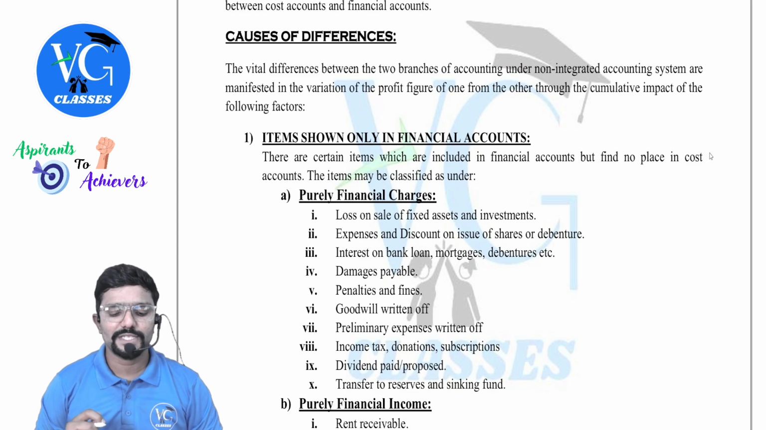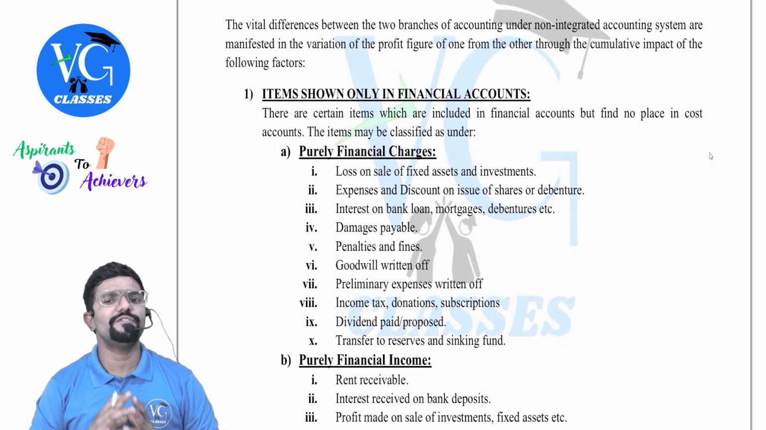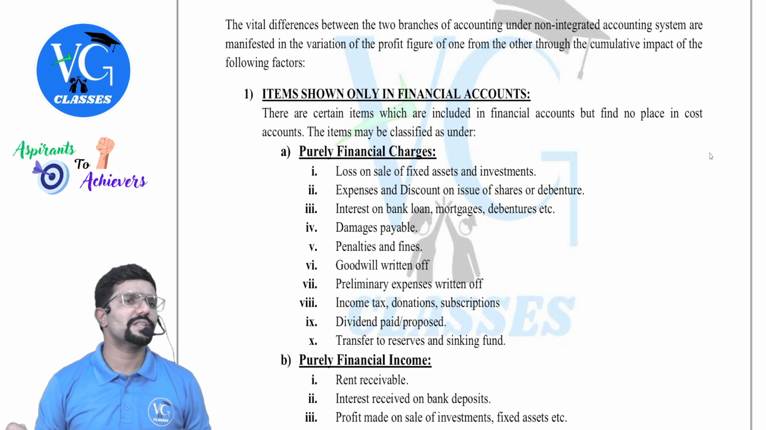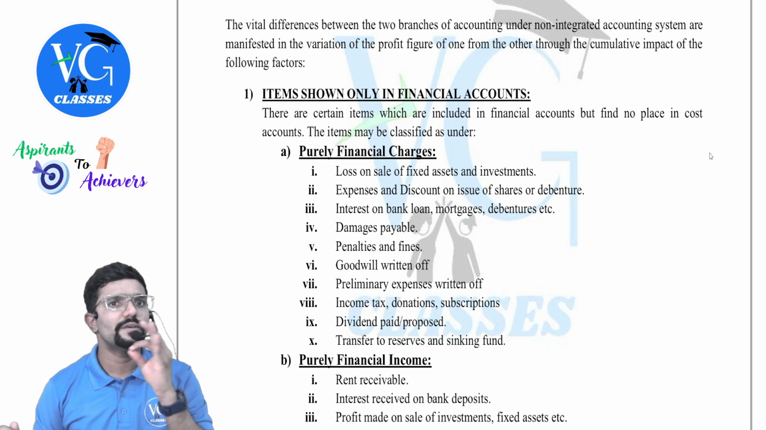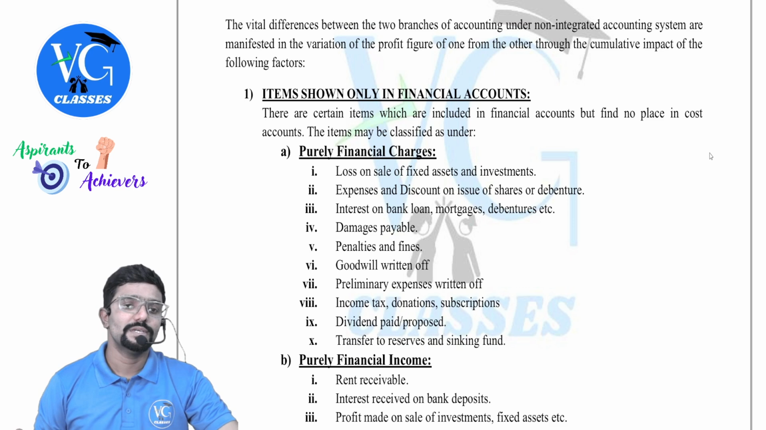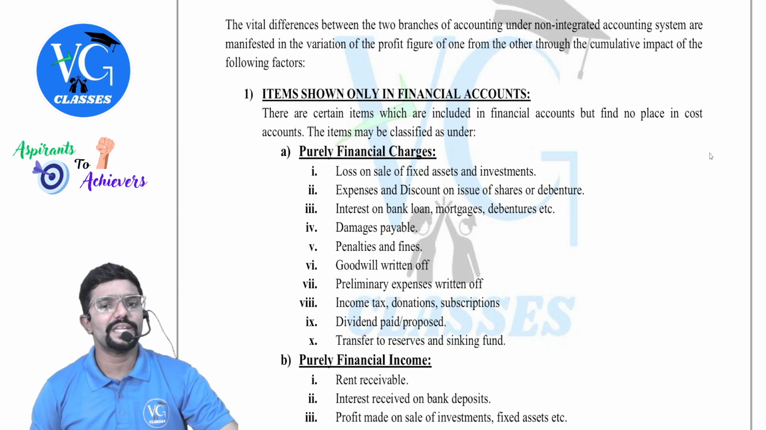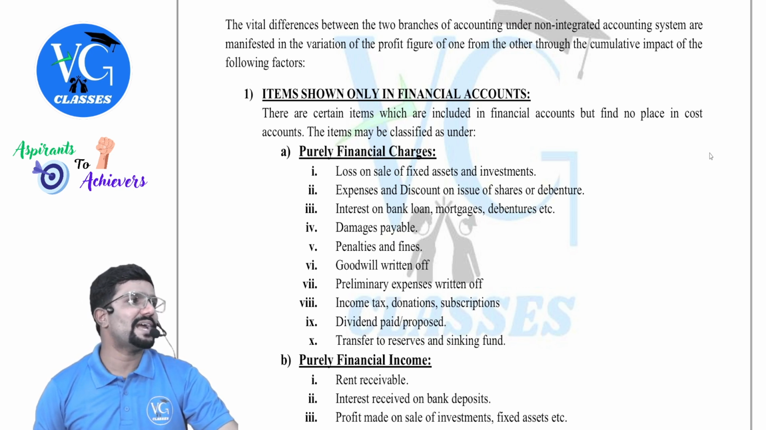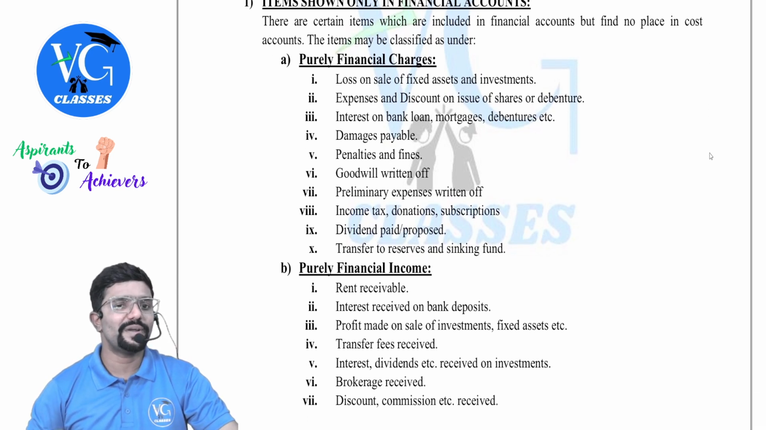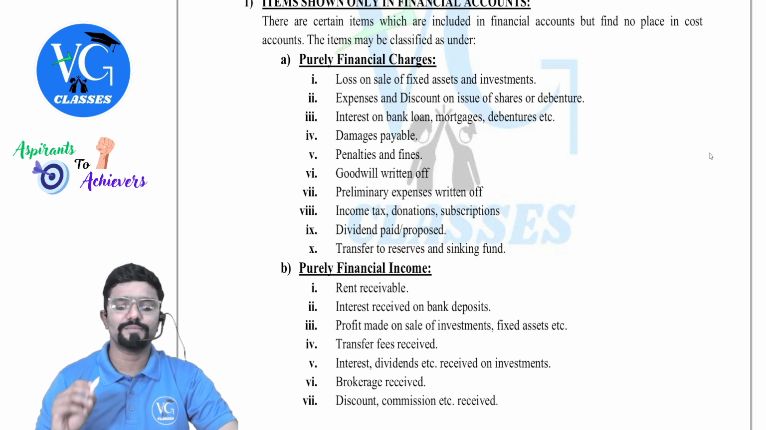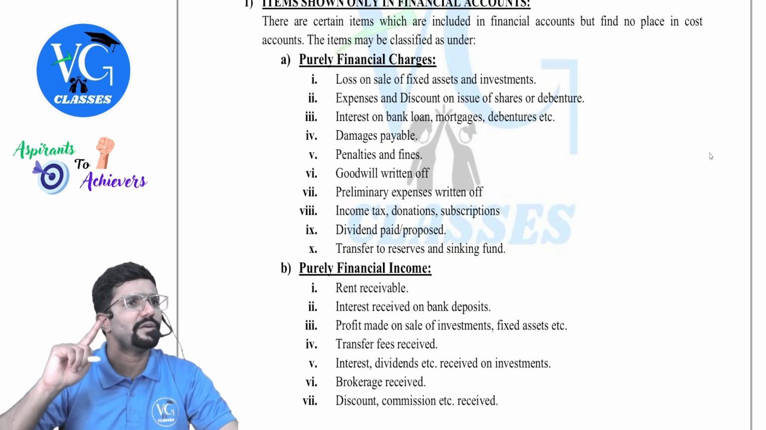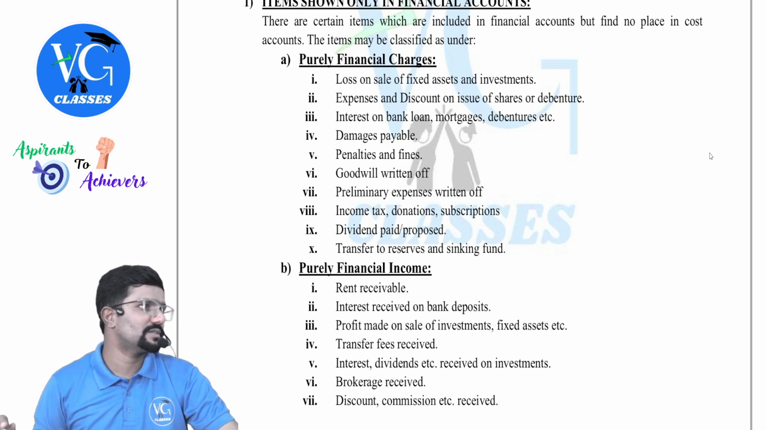What are those? First, items shown only in financial accounts. We never record these in costing books. We record only in financial books. There are certain items which are included in financial accounts but find no place in cost accounts. The items may be classified as under two subheadings, guys. Pure financial charges, meaning financial expenses recorded only in financial books.